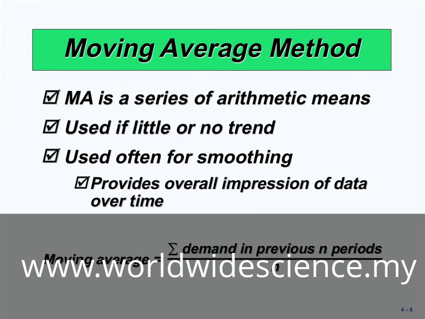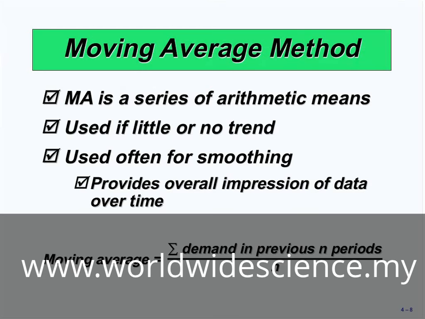One of the tools that can help you in forecasting demand is the moving average method. Moving average method is very easy. It is called MA. MA, or moving average, is a series of arithmetic means used if there is little or no trend, and used often for smoothing to provide an overall impression of data over time. It's a very easy method that is used by operation managers.